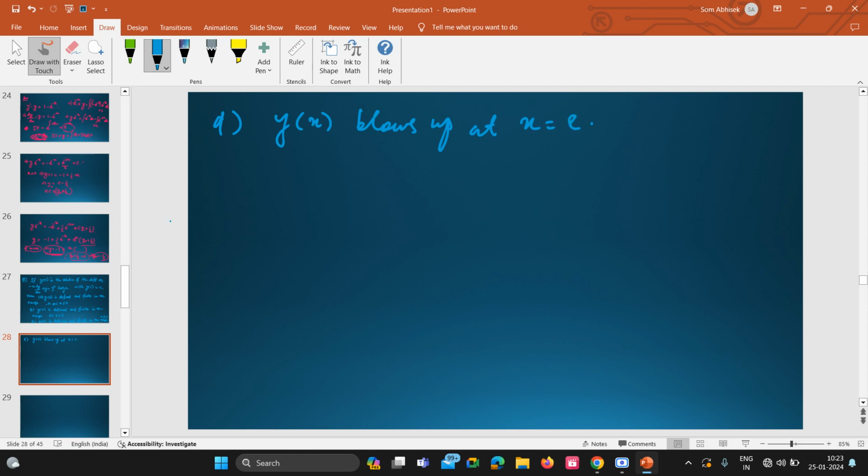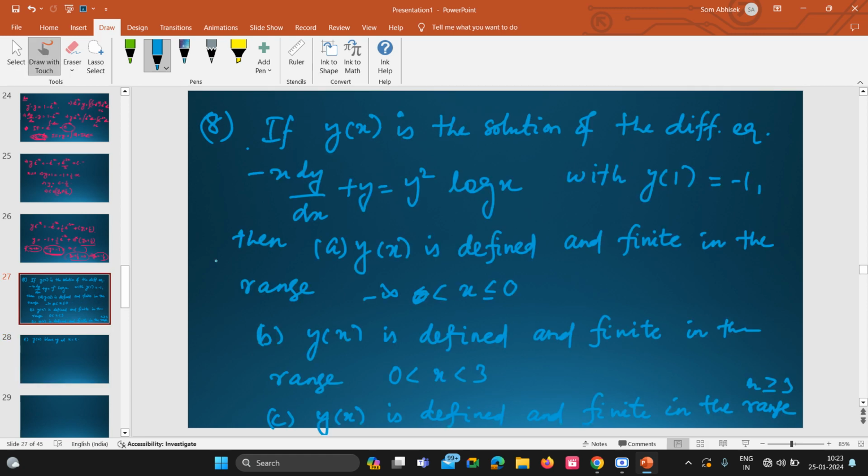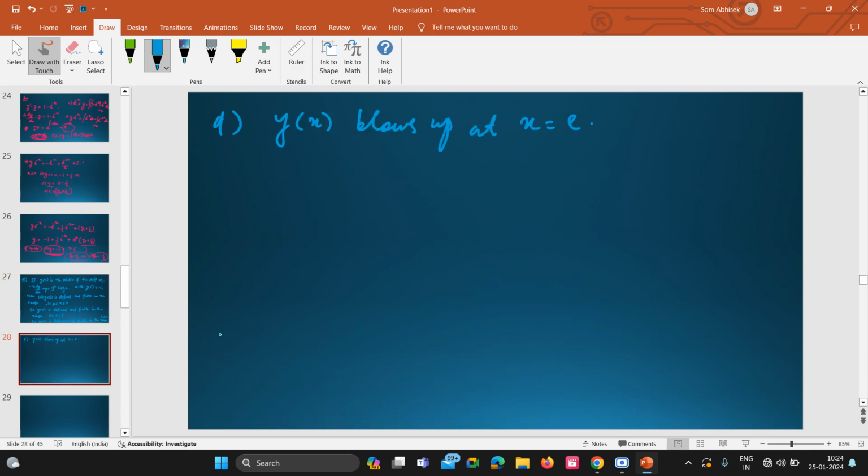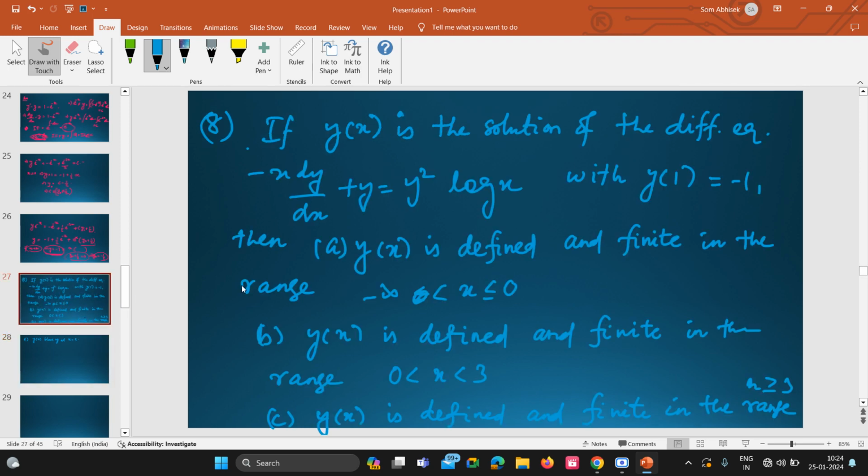Alright, so this is the question. If y(x) is the solution of the differential equation minus x dy by dx plus y is equal to y squared log x, y of 1 is equal to minus 1, then y(x) is defined and finite in these ranges, and y(x) blows up at x is equal to e. So the equation is given: minus x dy by dx plus y is equal to y squared log x.